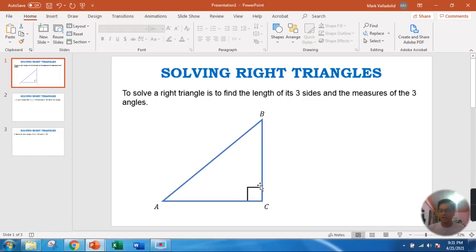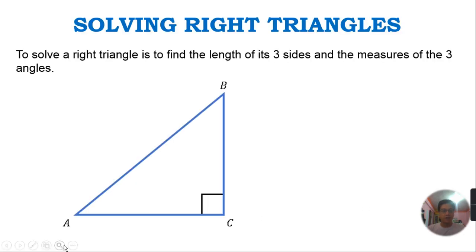Okay, so in this video tutorial, we are going to solve right triangles. Previously, we have already an idea about right triangles and the different trigonometric ratios. So what do we mean when we solve right triangles? When solving right triangles, we are given, of course, a right triangle, and we are going to find all the measurements of the sides and the angles.